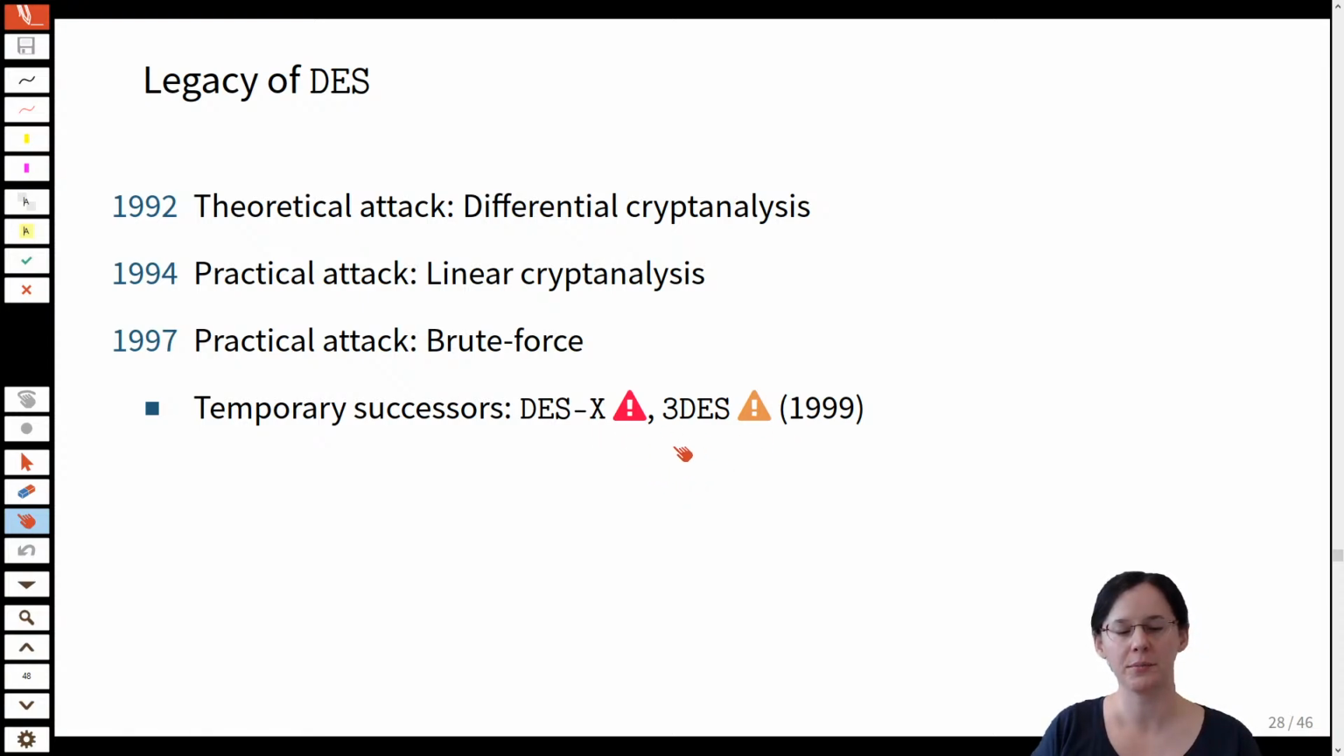I've marked them with warning signs here because DESX is susceptible to the same attacks as DES, namely linear cryptanalysis. And triple DES is a bit better. You will evaluate the security of this construction a bit in the exercises, which I will upload later today. But it still has this very small block size, which is a problem in many protocols. And also, it's really inconvenient to implement in software. So if you want to use it for something like in your browser, it's a really bad choice nowadays.